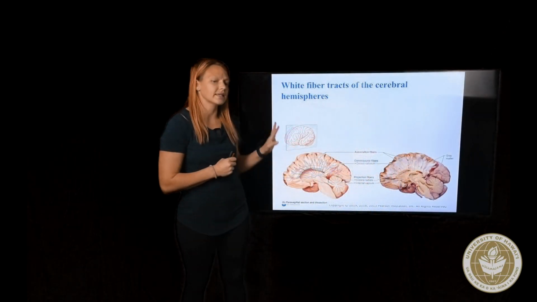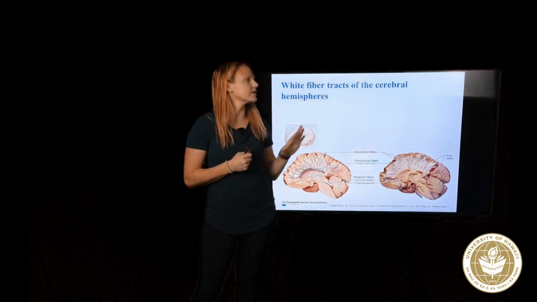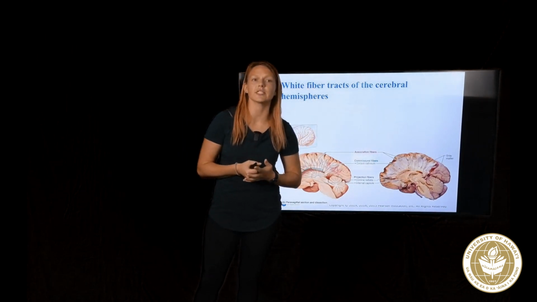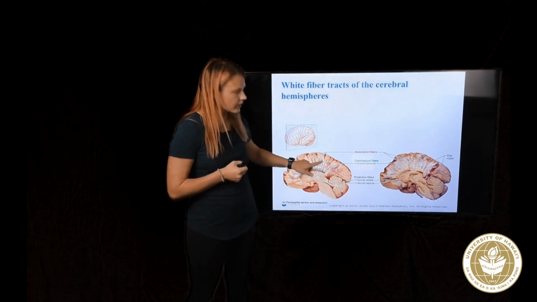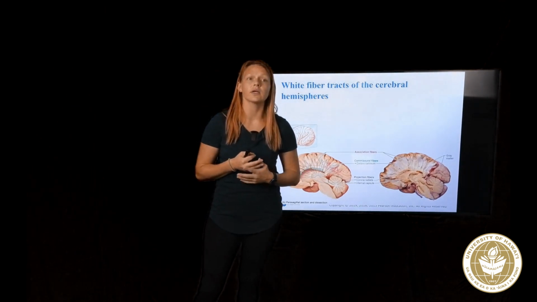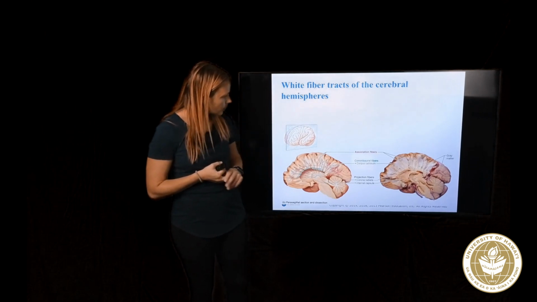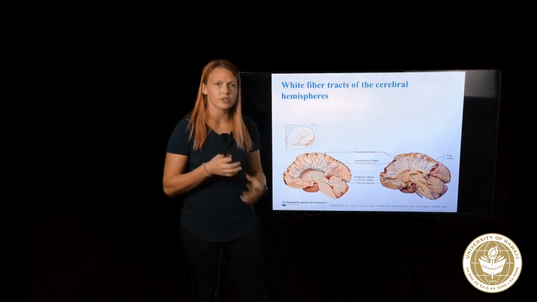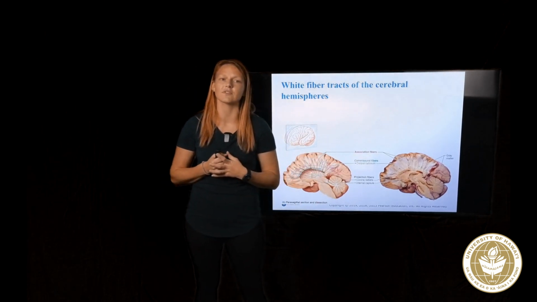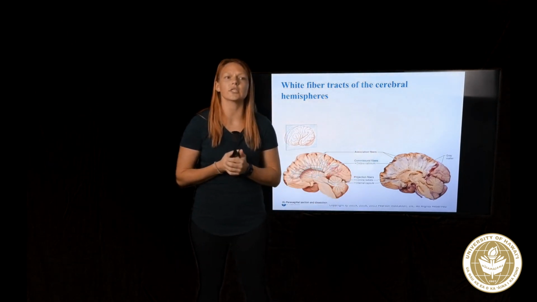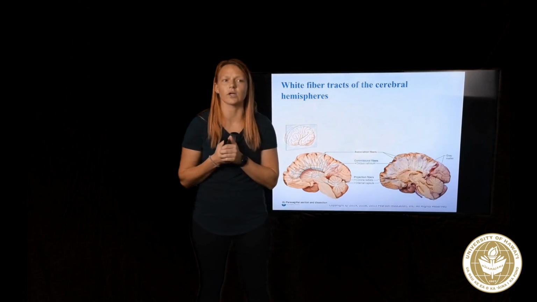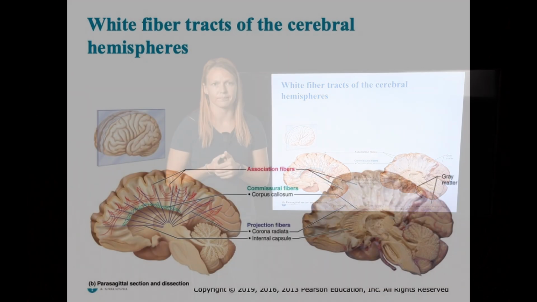And here you can see these different types of fibers, again these white fiber tracts of the cerebral hemispheres. Those association fibers in pink are going to stay in the same hemisphere. Your commissural fibers are going to connect between two different hemispheres. And then those projection fibers are going to go down from each hemisphere to the brainstem.